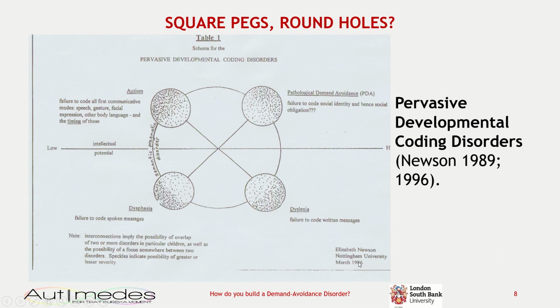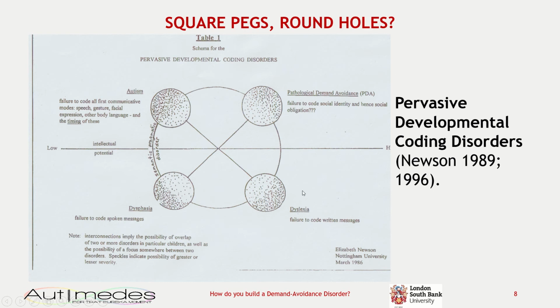This diagnostic grouping was made in 1986. It's important because it's 2 years before she created PDA's behaviour profile. This is why she questions whether PDA has a failure to code social identity, and therefore social obligation. It matters because she made this out of thin air. She's literally called it pervasive developmental coding disorder.